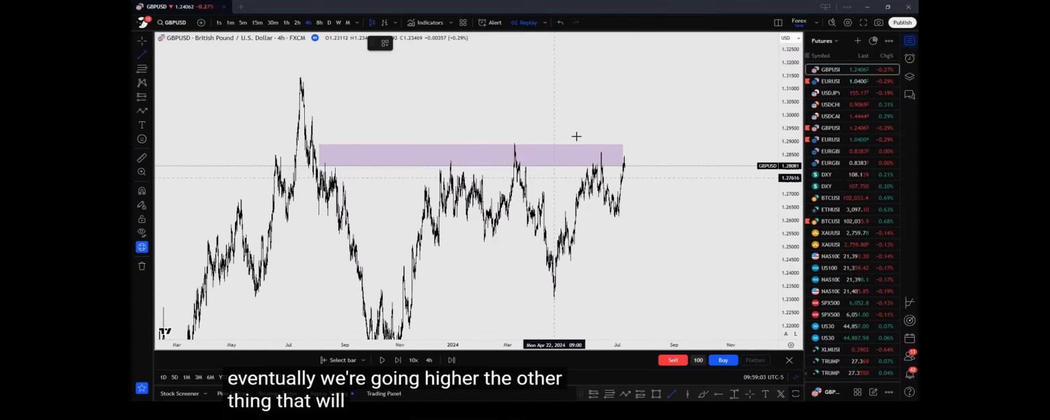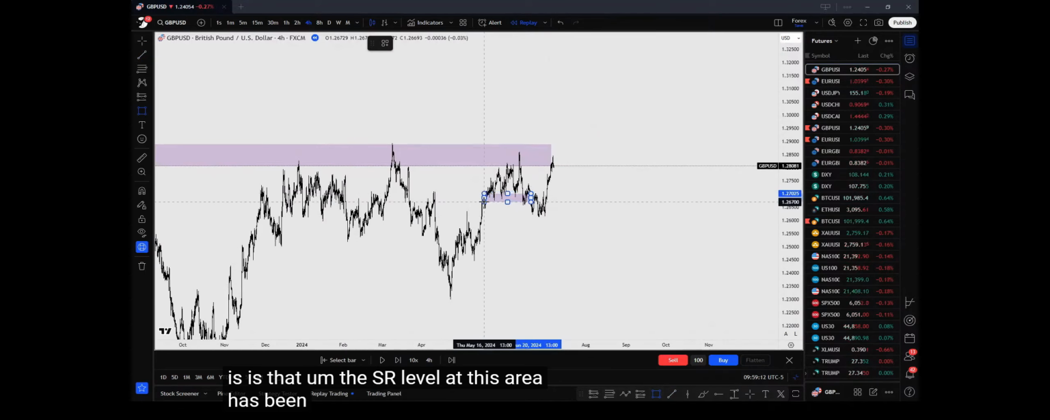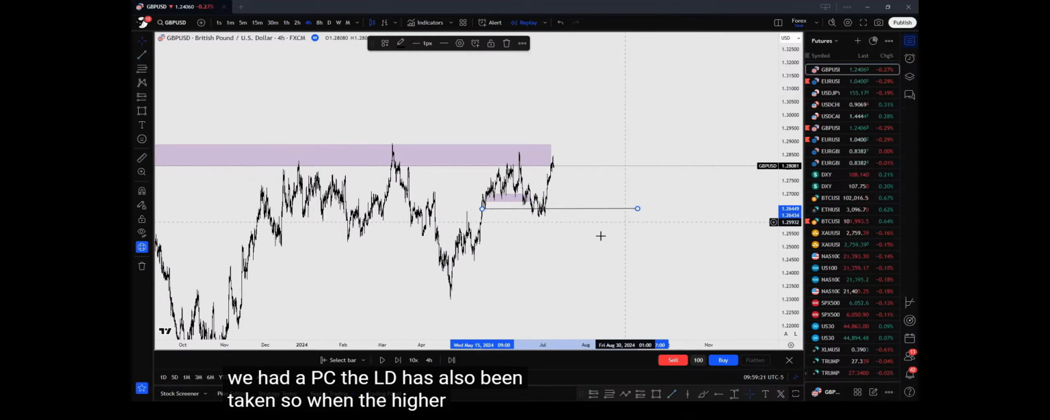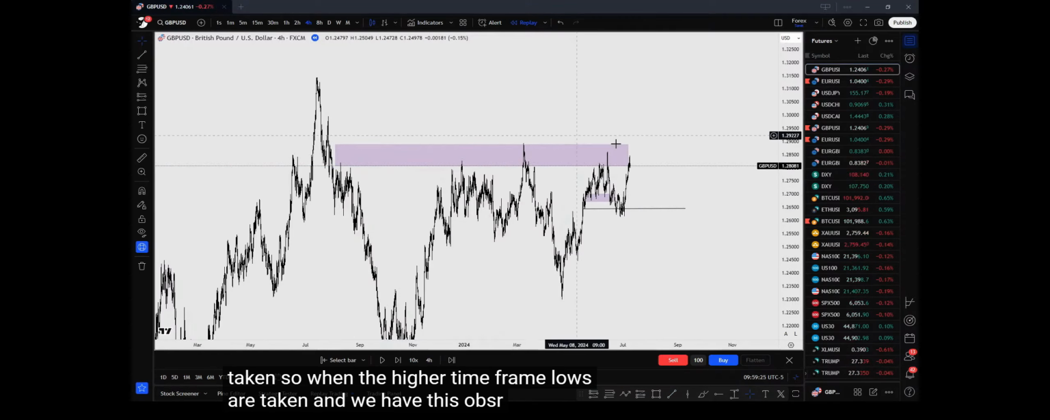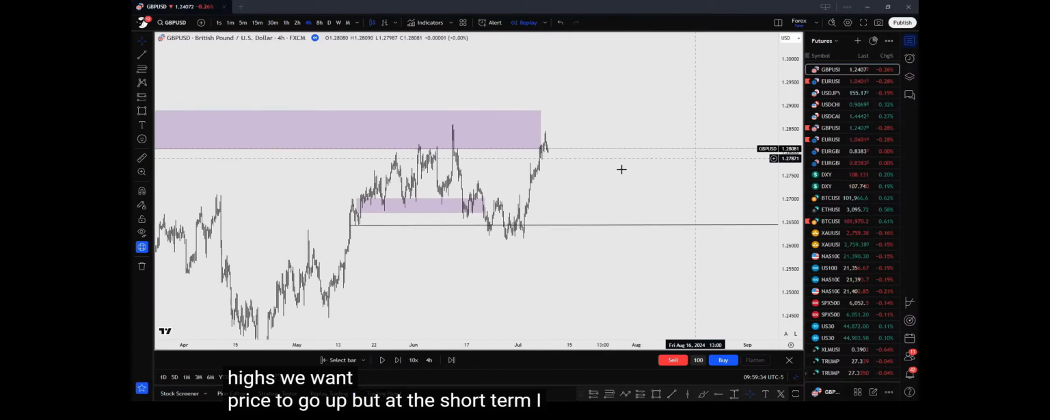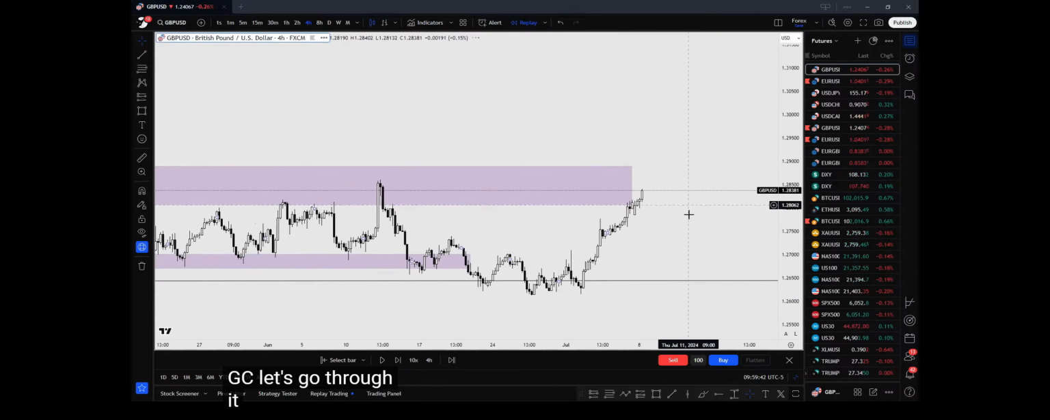The other thing that will tell you that this will happen is that the SR level at this area has been broken to the downside, and we had PC. The LD has also been taken. So when the higher time frame lows are taken, and we have this obvious SR at the highs, we want price to go up. But in the short term, I was looking for a short based on this 4 hour GC. Let's go through it one by one.